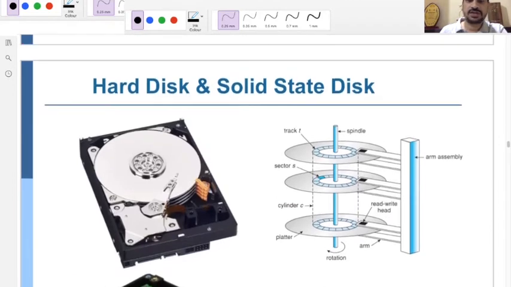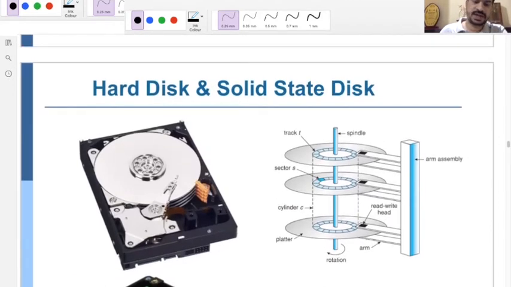So let's go first to the hard disk, or magnetic disk. You can see that it looks like this. If you have a hard disk, that hard disk will look like this. If you see this particular diagram, you will find that there is some sort of disk available, and this particular disk is coated with magnetic material. That's why it is called magnetic disk.